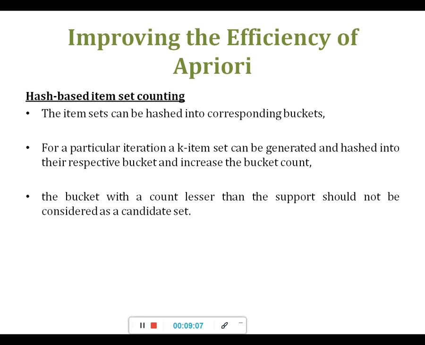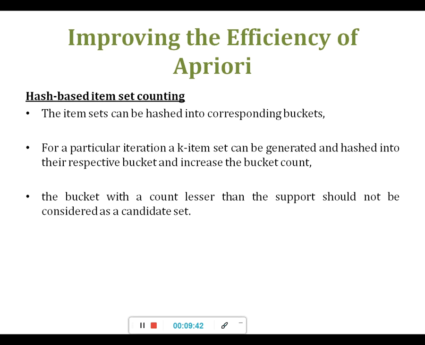Starting with the very first technique, hash based item set counting. Its name indicates that we are going to use hashing here. The item sets can be hashed into the corresponding buckets. For a particular iteration, if you are taking the k item set, that is 1 item set, 2 item set, likewise, they can be generated, and after the generation of that list, we hash them into the respective buckets and increase the bucket count.